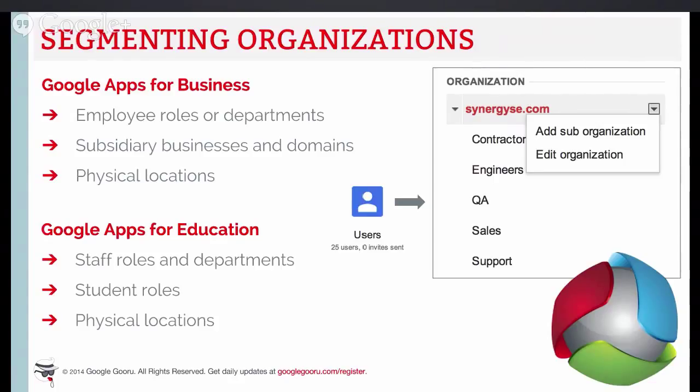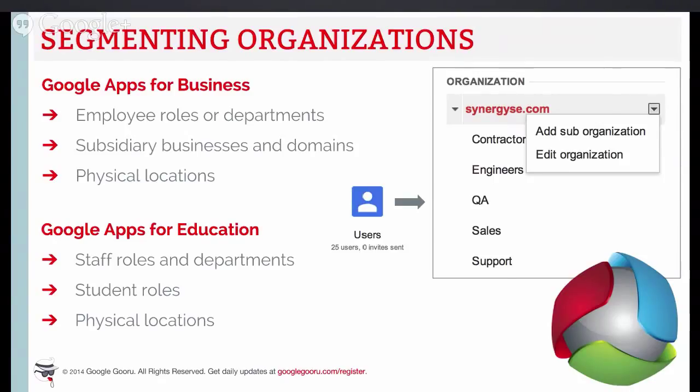Another common organizational structure we've seen with some of our clients is that they've segmented student roles by their age groups. So you might have certain grades in a specific organization where you need to enable or disable features such as Hangouts, and that's another option.